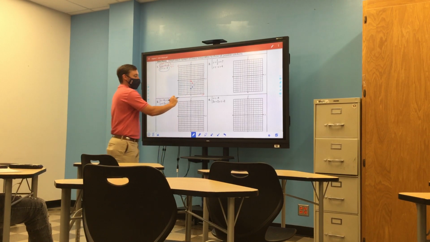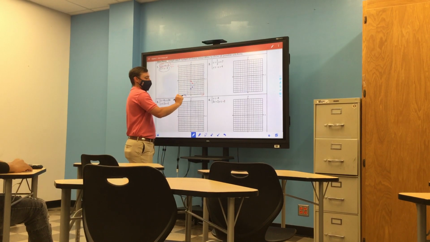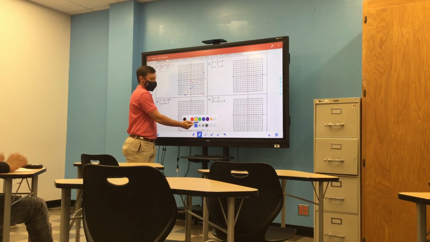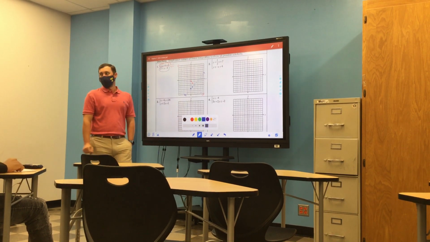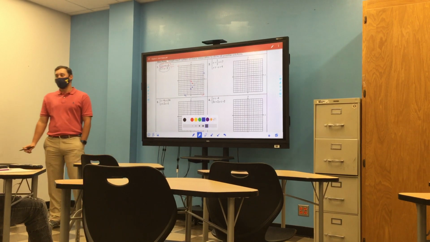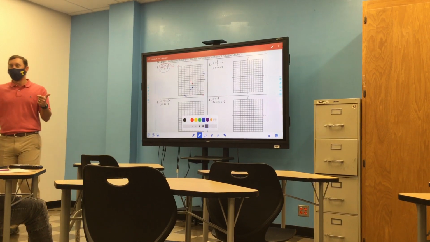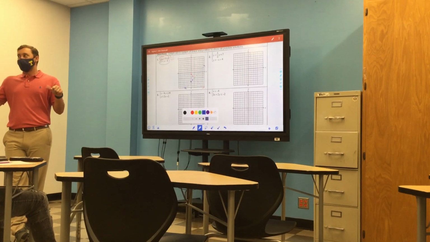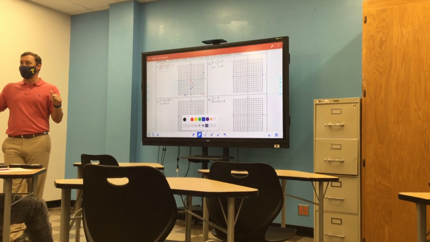Now what have I not done to this point? What's important for inequalities? We've focused on the solid and dotted, and then we've also talked about the shading, right? I haven't shaded yet.